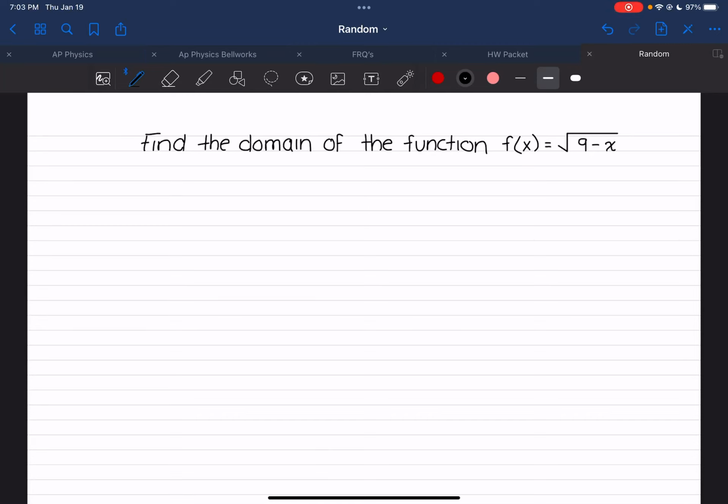Hey guys, today we're going to be solving this problem and I'm going to get straight into it. So I'm going to rewrite the function right here.